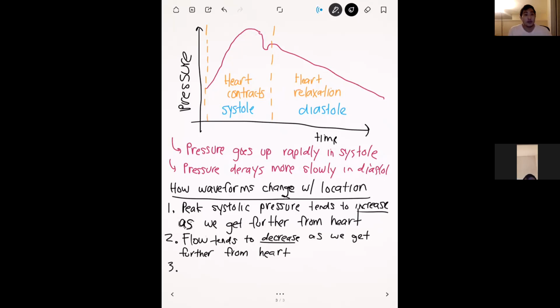All right. And so the third thing I want to talk about is when the peak of pressure occurs. Okay? And so peak systolic pressure, as you get further away from the heart, we already know that peak systolic pressure tends to increase, but it also tends to lag. Okay? And so the peak of systolic pressure, as you get further away from the heart, happens at a later point in the cardiac cycle. Okay?